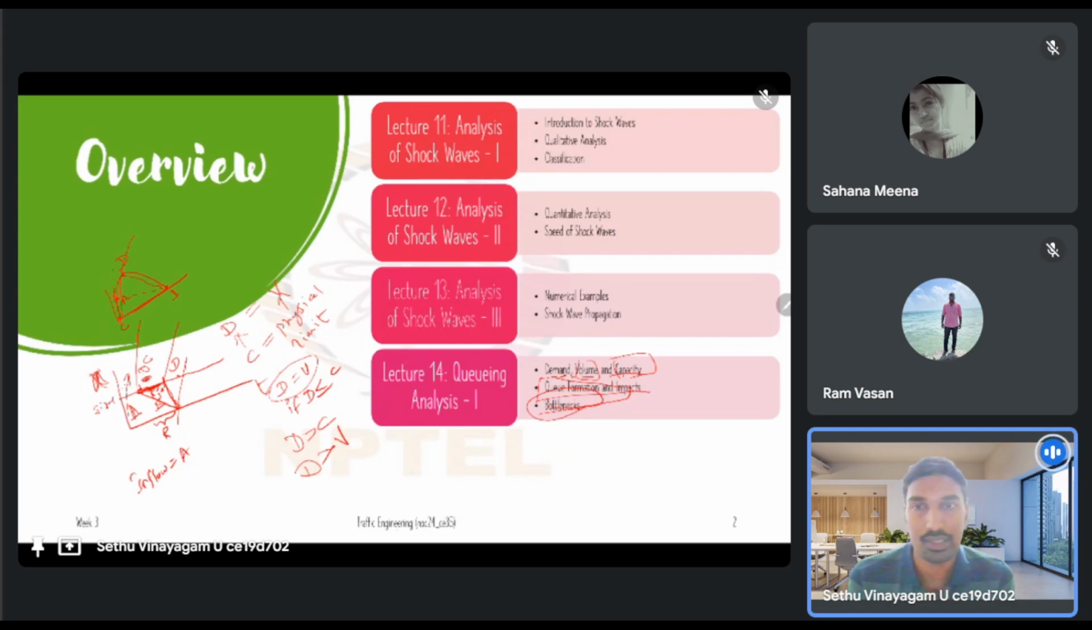So either artificially or by the traffic factors, because of that the reduced capacity location. So those are called the bottlenecks.